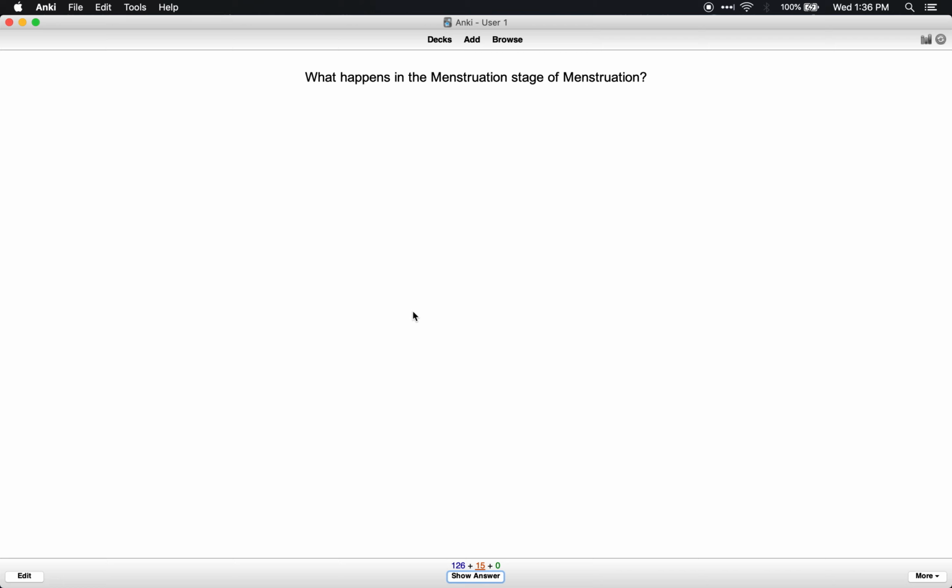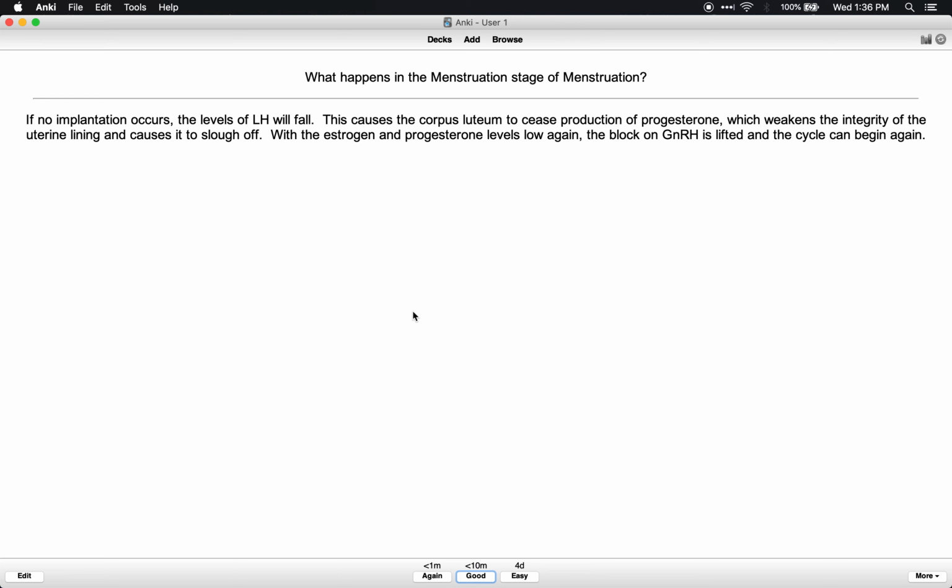During the menstruation stage, if no implantation occurs, levels of LH will begin to decrease. This causes the corpus luteum to stop producing progesterone. And because we no longer have progesterone, the uterine wall, which is the endometrium, starts to disintegrate. And because the progesterone levels are low again, the block on GnRH is lifted, and GnRH production can begin.